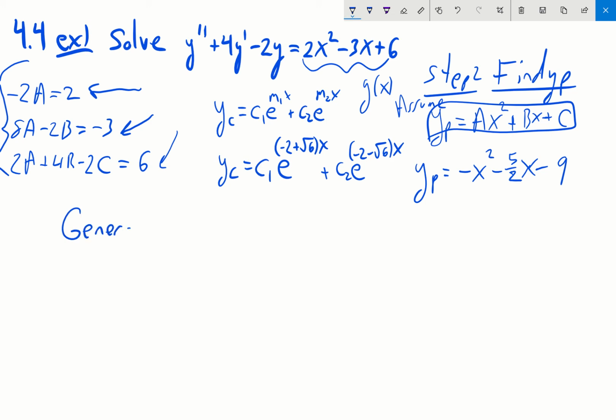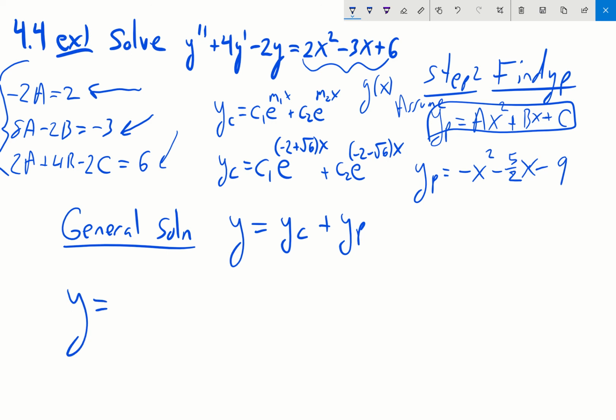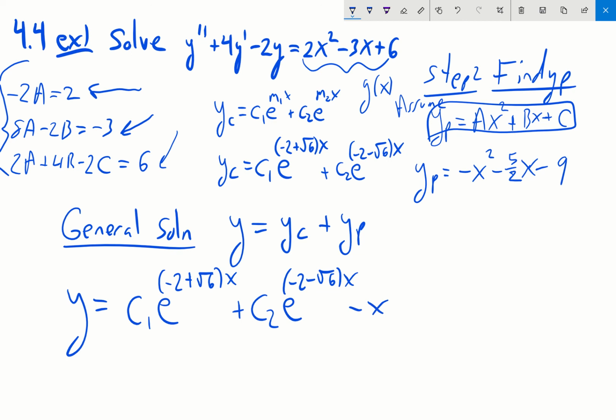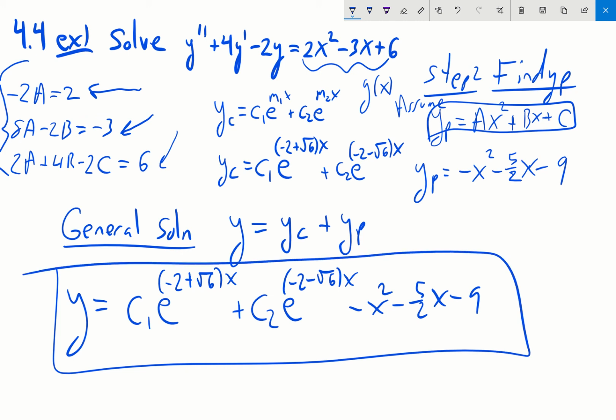So the general solution to this differential equation, we'll call it y, is simply the sum of the complementary solution plus the particular solution. So our solution is y equals c1 e to the negative 2 plus radical 6 x, plus c2 e to the negative 2 minus the square root of 6 x, minus x squared minus 5 halves x minus 9. So that is our general solution to the differential equation.